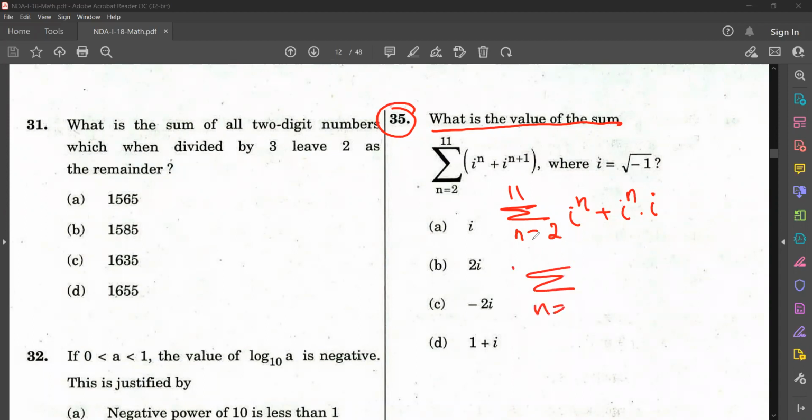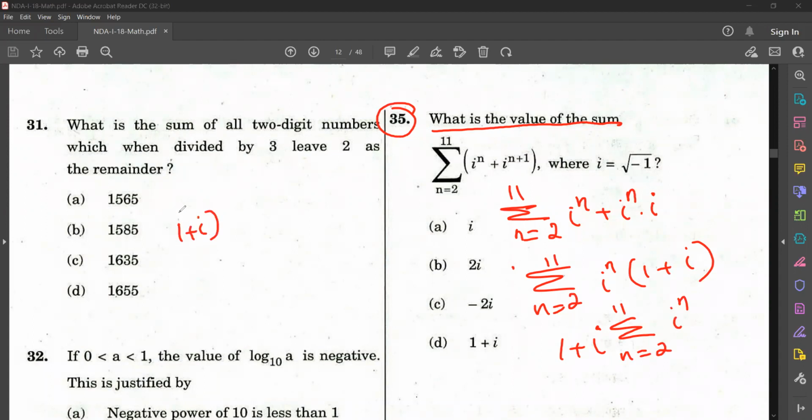Sigma n equal to 2 to 11 of i^n. If I take it here, this will be 1 plus i, so I can take 1 plus i outside. So sigma n equal to 2 to 11 of i^n means 1 plus i into sigma, and sigma means to add. What to add? i^2, i^3, i^4, i^5, etc., up to i^11.